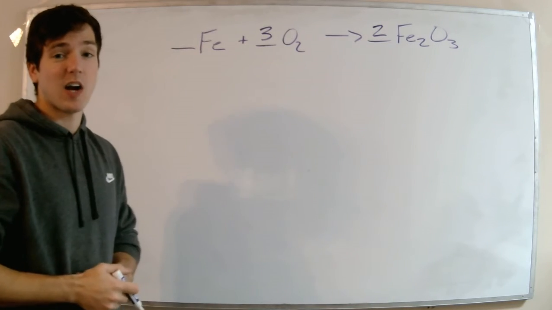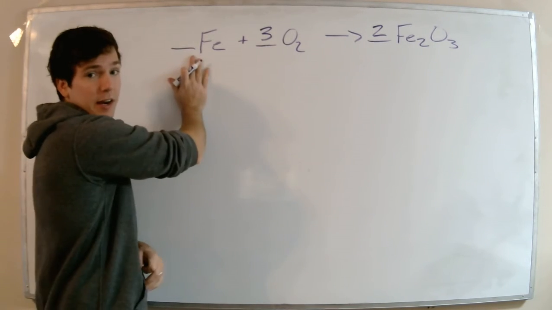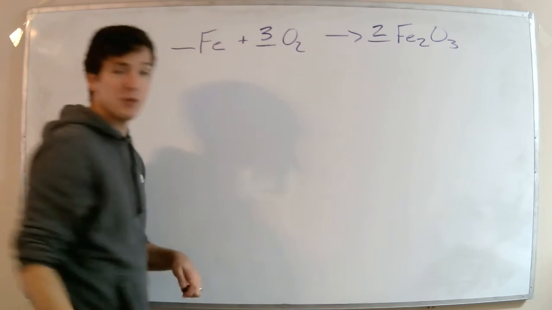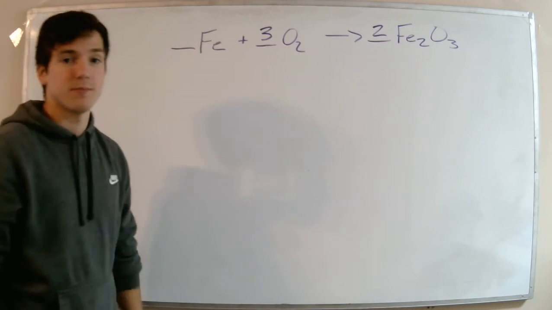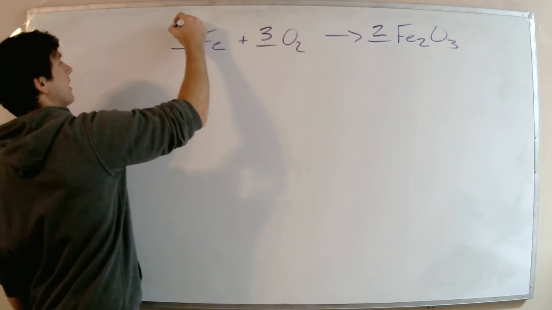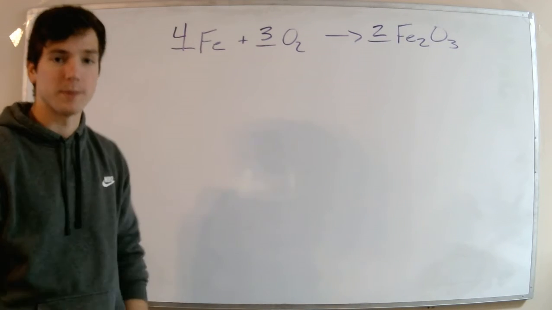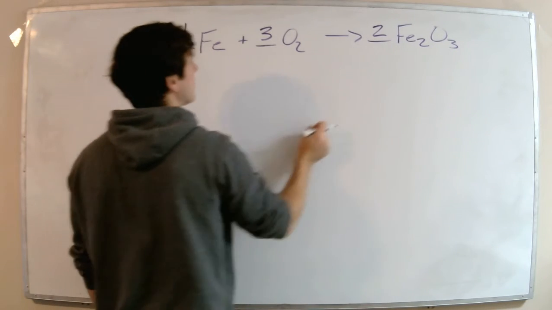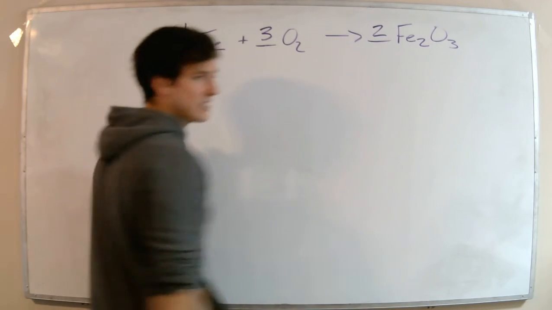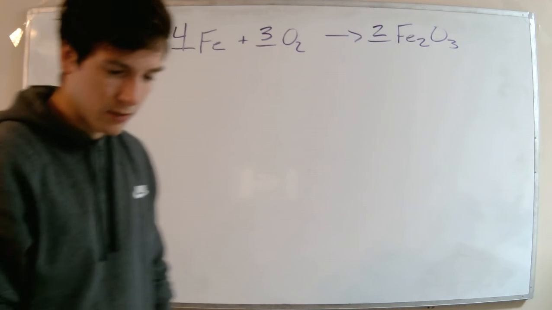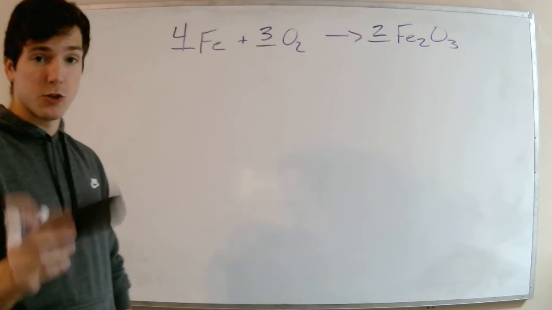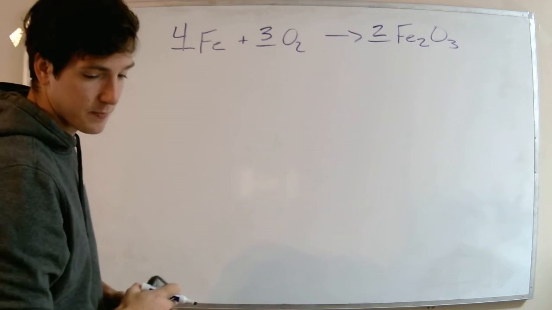Now, let's look at our iron. Over here I have 1 iron. Over here I have 2 times Fe2 is 4 irons. So in order to balance that, I will just go ahead and put a 4 right there. Let's double check. 4 irons, 6 oxygens, 6 oxygens. Right? Let me throw a trickier one at you.